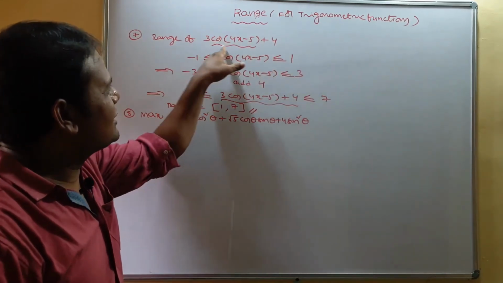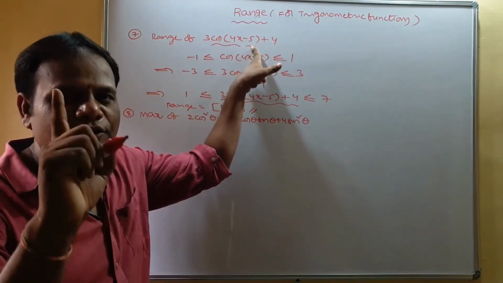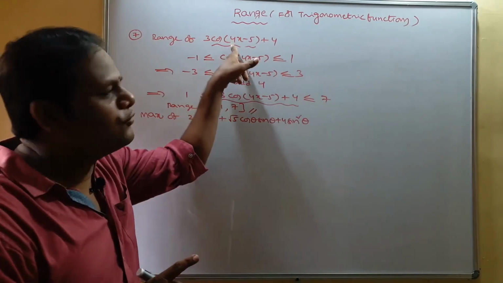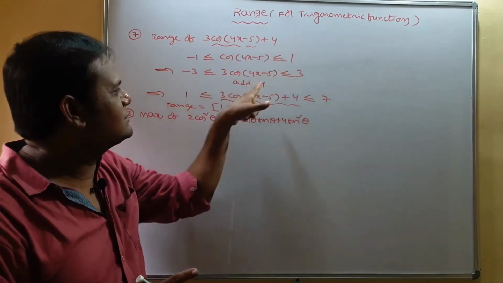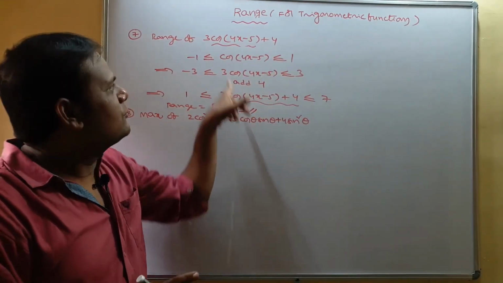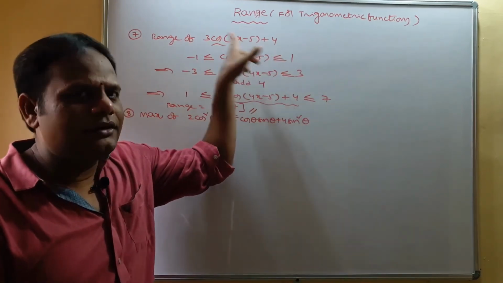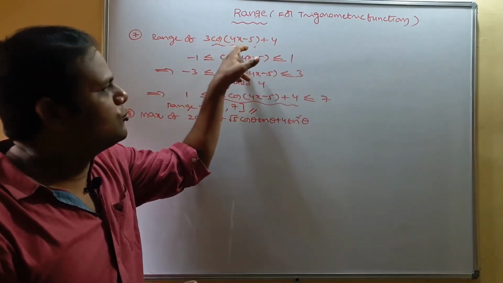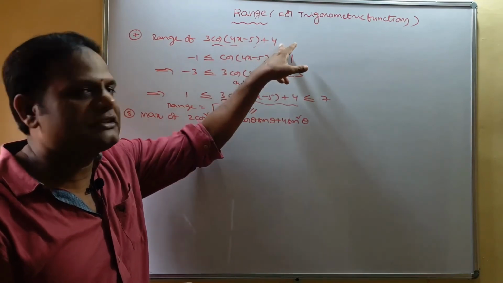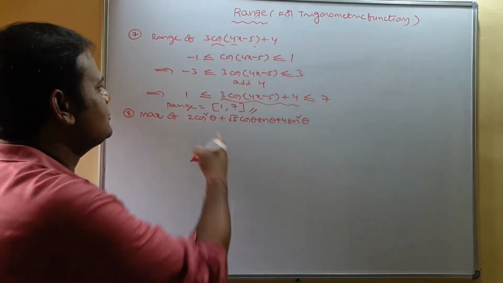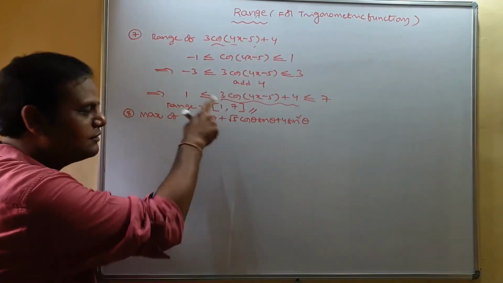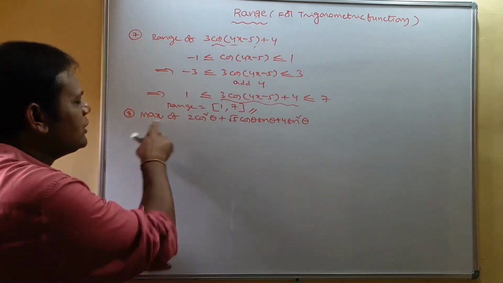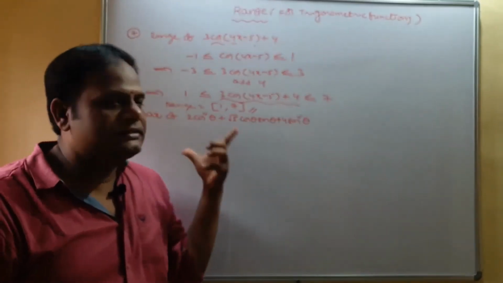In exams you can tell that directly. See, is it a cos function? What is the maximum value of cos function? 1. 3 into 1, 3. 3 plus 4, 7. Yes, greatest is 7. What is the least value of cos function? Minus 1. So it is 3 into minus 1, minus 3. Minus 3 plus 4, what is it? That is 1. So least value is 1. Clear?